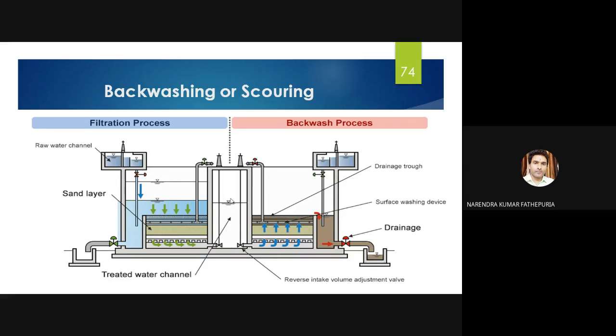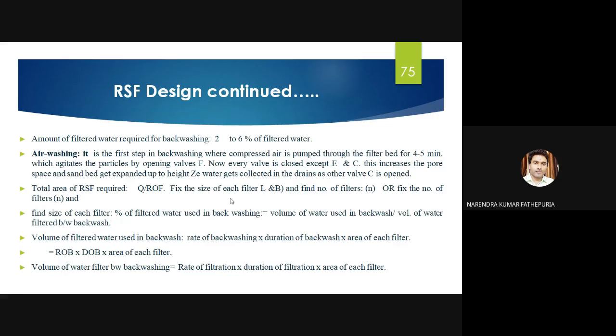So an underground drainage system has to be provided. And the question is how much filtered water is required for backwashing? That should be 2 to 6% of filtered water. First, you have to do the air washing, as I told you. It is the first step in backwashing, where compressed air is pumped through the filter bed for at least 4 to 5 minutes, which agitates the particles, for opening valve F.